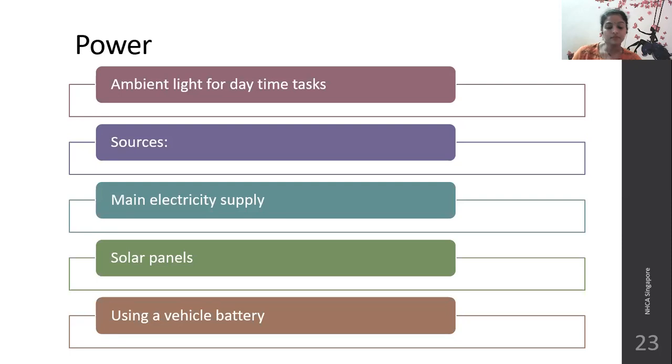Power. The light should provide a good ambience. Ambient light for daytime tasks should be available. The sources of the power may be solar panels, generator, or a vehicle battery in case of emergency. The main electricity supply should be locked and should be away from the reach of the visitors. It should be in a secluded area. Solar panels are used. Using a vehicle battery is an option if a second battery can be installed.